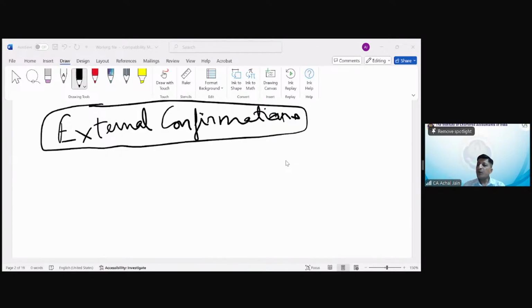All right, so let's try to understand. See, external confirmation, I would say, is one of the most important audit procedures. And that's why I would also say that it's not only practically important, it should also be theoretically important from examination perspective. I believe it should be one of the most important areas for you. Now, what is this process? See, this process requires auditors to reach out to the third parties.